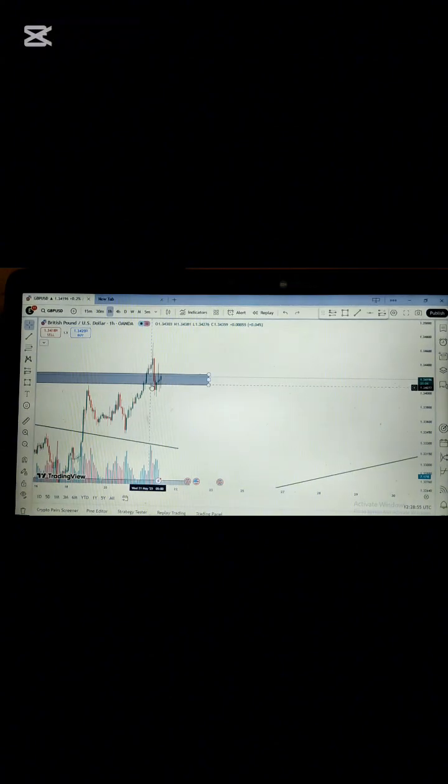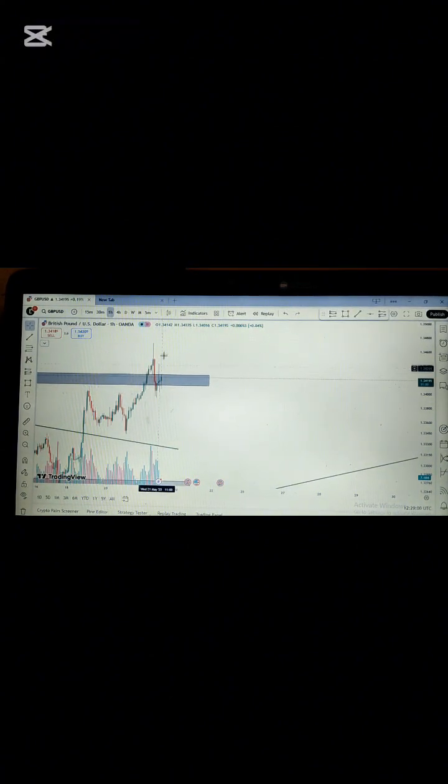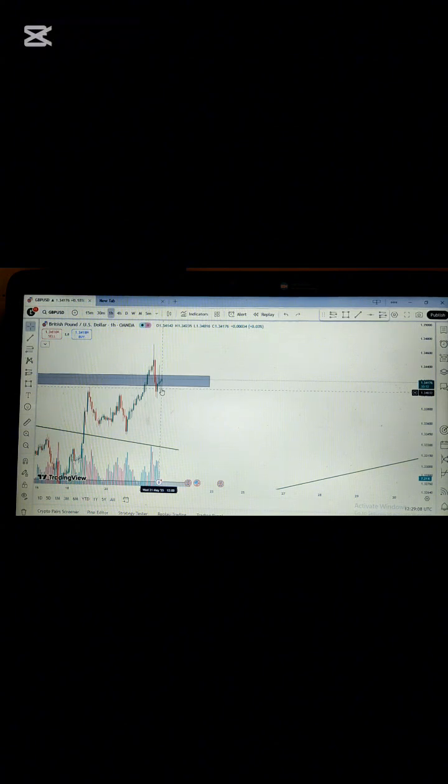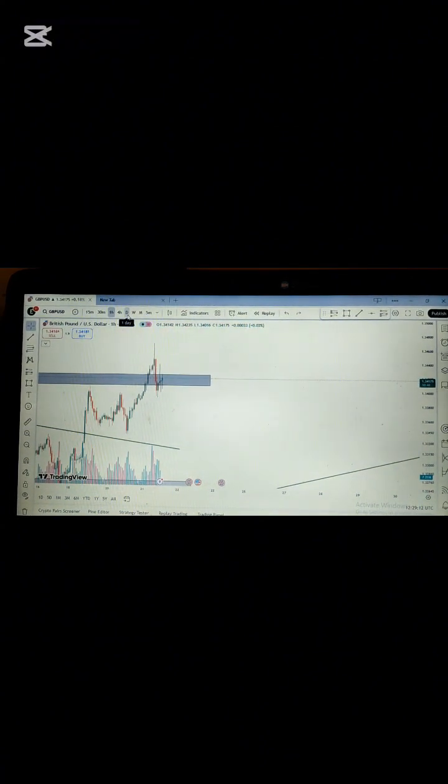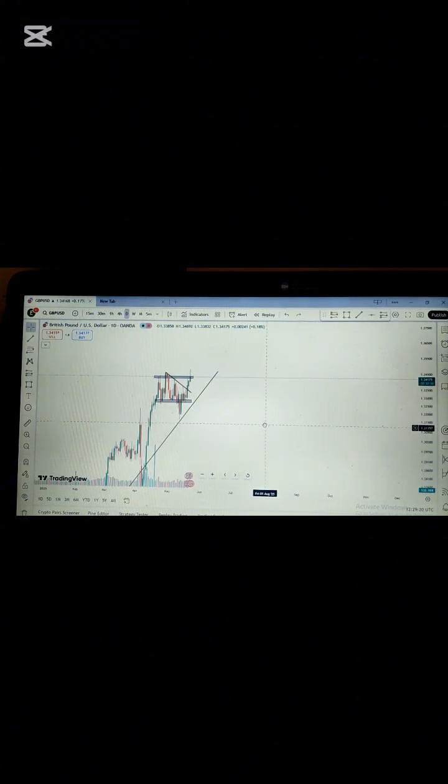So I will not recommend buying into this zone until it breaks out properly and then pulls back, and that's when I'll be looking to enter to buy upwards. But yeah, until then, that's my strategy. So daily for the overall trend or market structure or zones to watch out for.